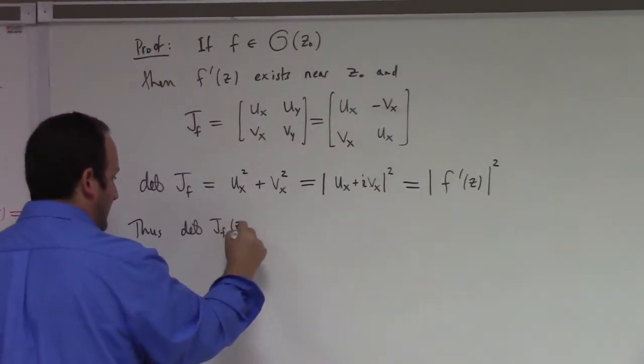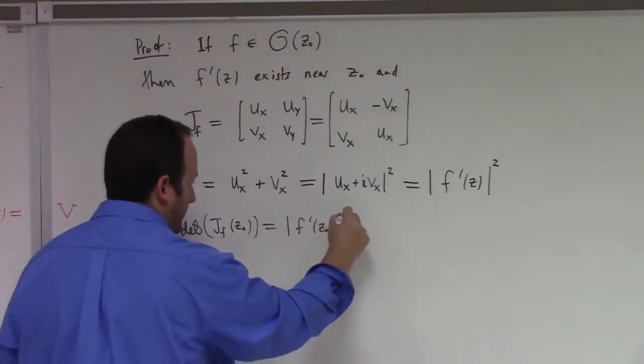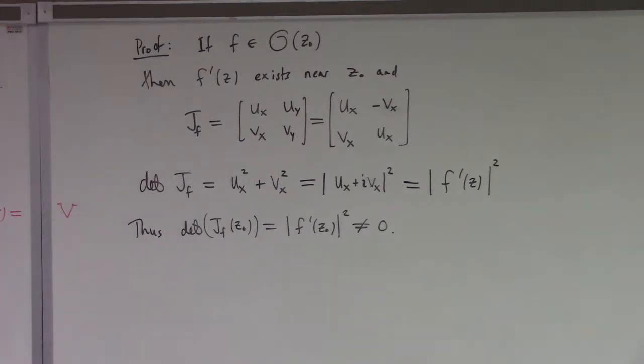f at z naught is equal to the modulus of f prime of z naught squared, which is not equal to 0. So this shows that the Jacobian matrix is invertible at the point z naught, all right? And the other data that I have implies that this function is continuously differentiable at the point. So then we refer to a theorem of advanced calculus called the inverse function theorem, which says that if the Jacobian's invertible and the function's continuously differentiable at the point, then there exists a local inverse near the point.